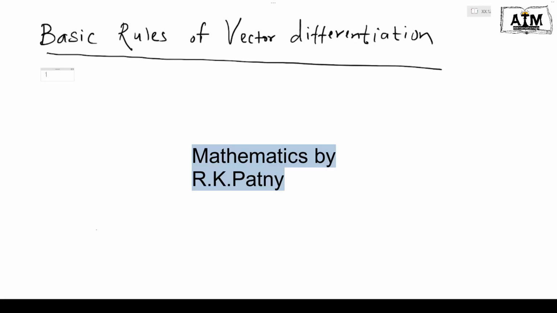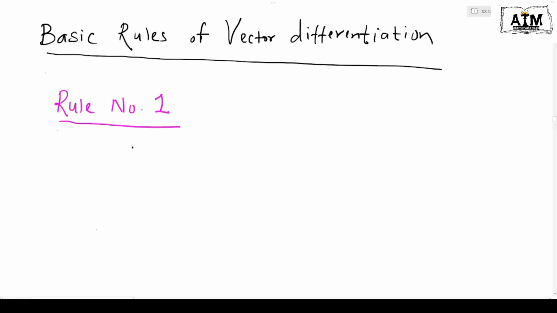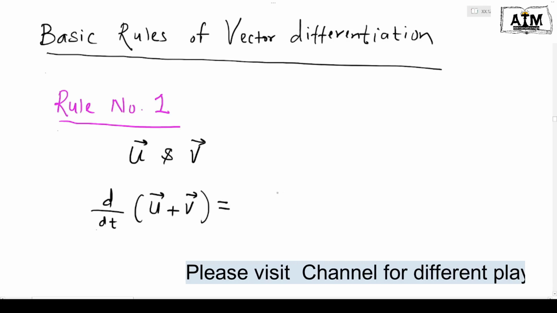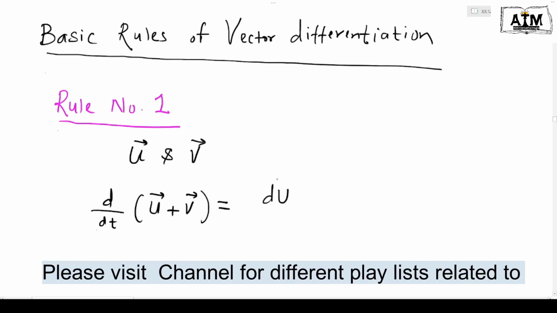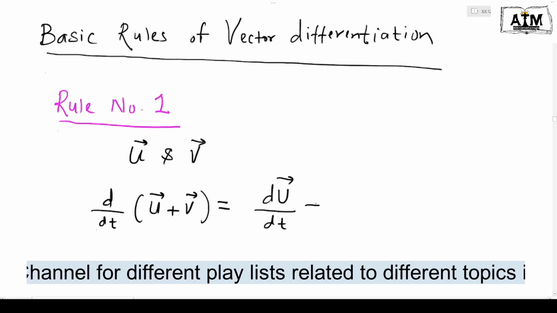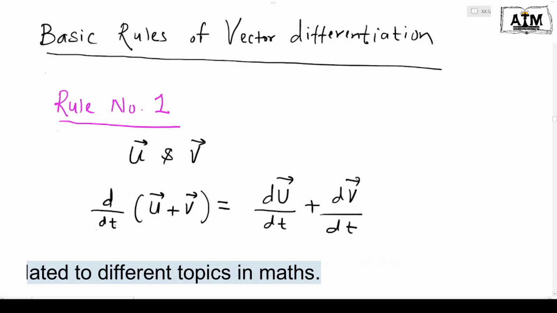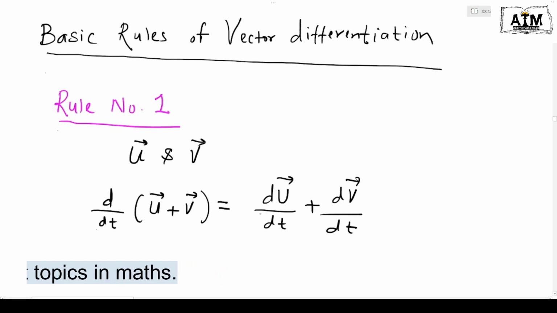In this video, we are going to talk about basic rules of vector differentiation. Rule number 1. Suppose we have two vectors, one is the vector u and the second vector is v. Then the derivative of vector u plus vector v can be done by separating them. That is, derivative of vector u with respect to t plus derivative of vector v with respect to t. So differentiation of vector u plus vector v equals differentiation of vector u plus differentiation of vector v.